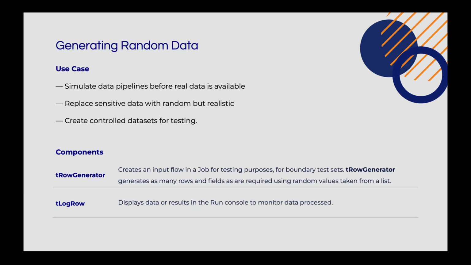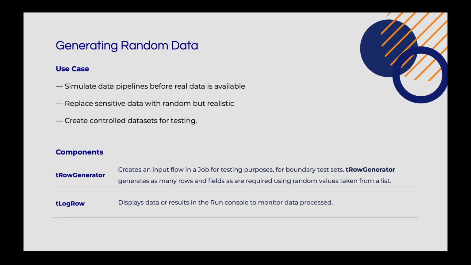Let's generate random data. This helps you build and test pipelines even when real data is not yet available. It also helps you mask sensitive data by replacing it with realistic values. It helps you produce controlled data sets for testing.